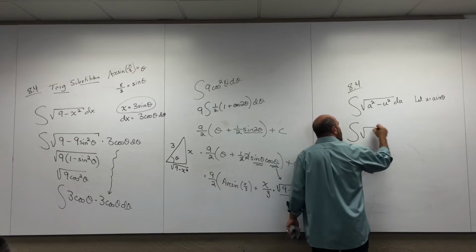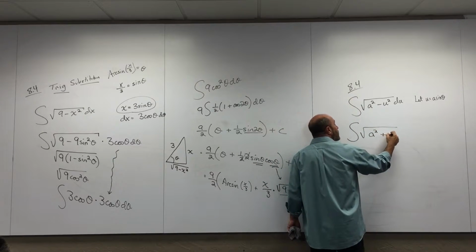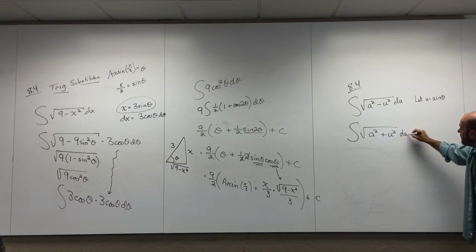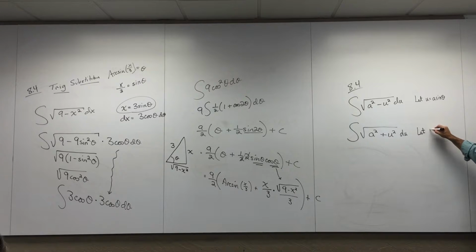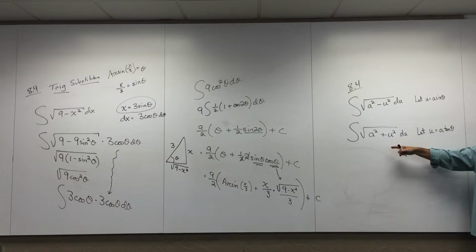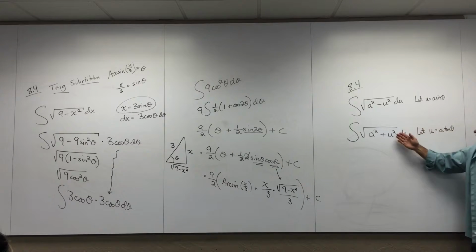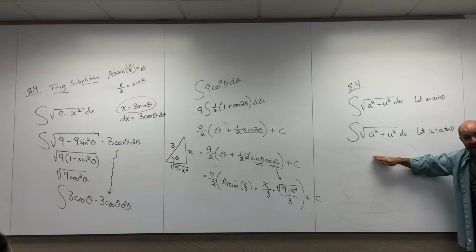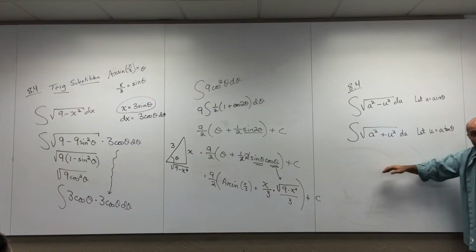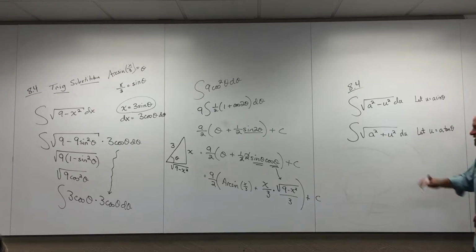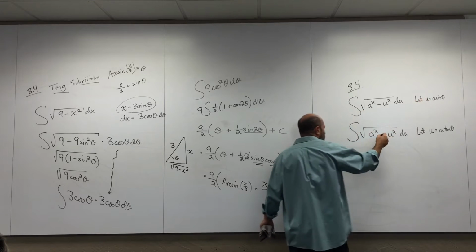Okay, what if it was different? What if it was an a squared plus u squared? Well, then those identities don't work, and I need a different identity, so now I let u equal a tangent theta. It's a different trig substitution for a different format. Why this one now? Because if you plugged it in, the identities would work out to where this radical cleans up. That substitution won't work with the other radical.